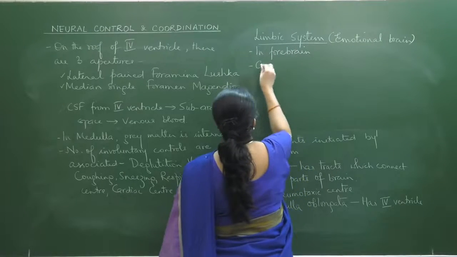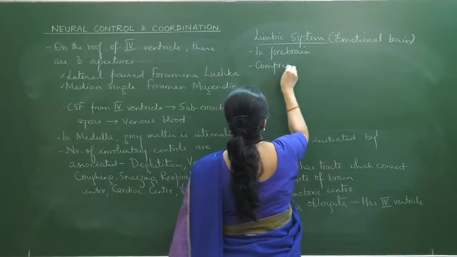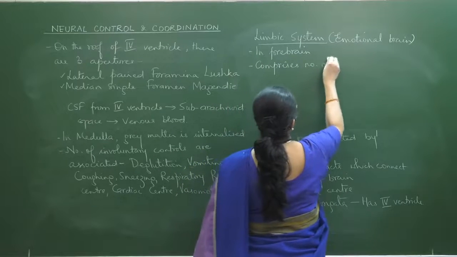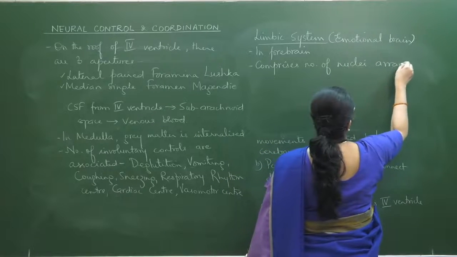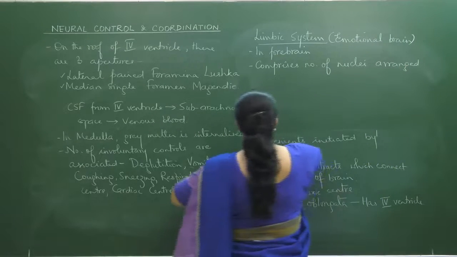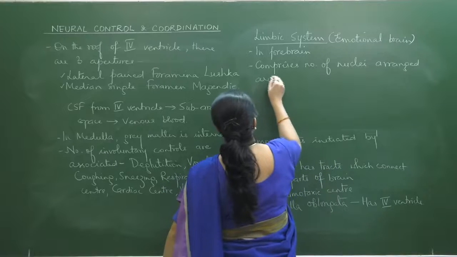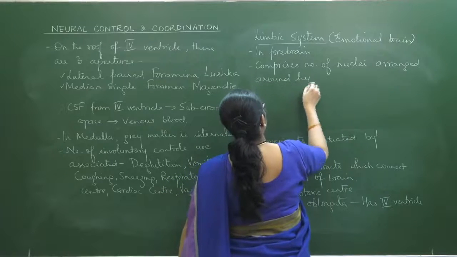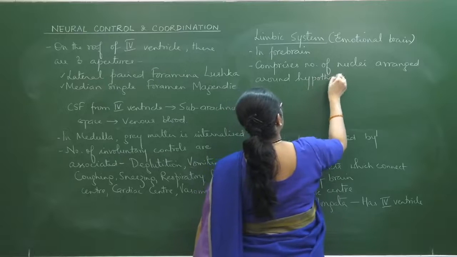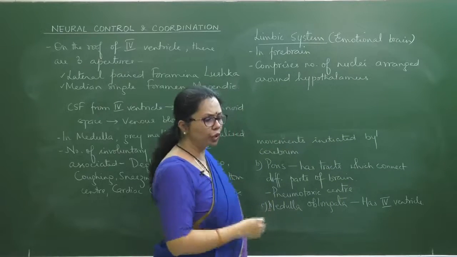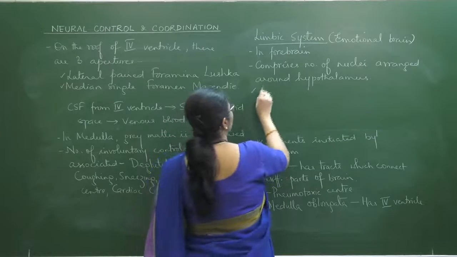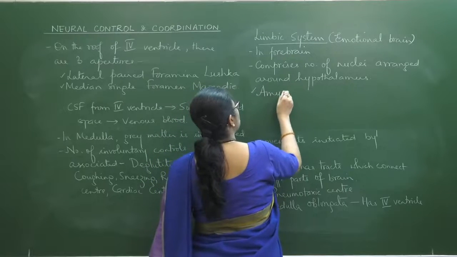Number two, this one comprises a number of nuclei arranged around hypothalamus. So this is quite a complex system, you see, but we'll mention just a few nuclei in it. So one important nuclei here is amygdala.